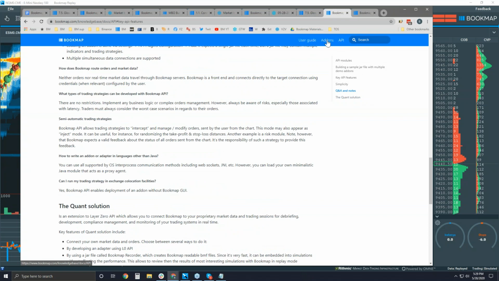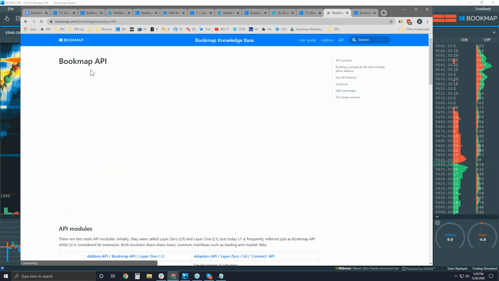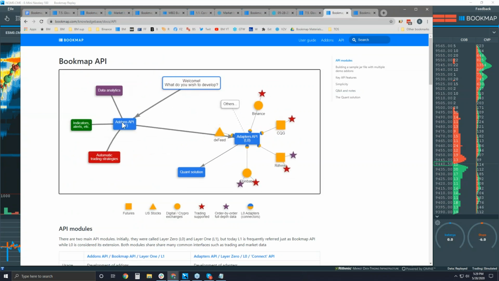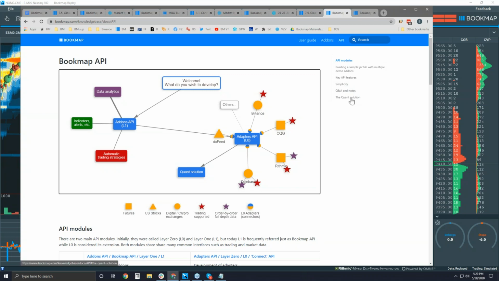Oh yeah, I'm sorry. Here's where the link is as well to the API right here. That'll open up the main API window here. And then API modules, there's understanding the structure here, the key API features, which are the simplicity, the Q&A, and then the quant solution here.